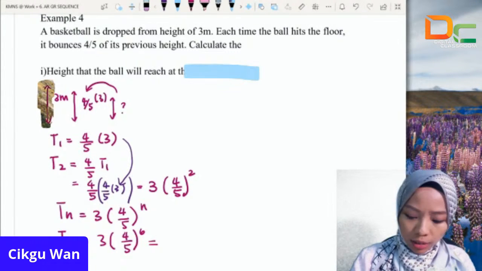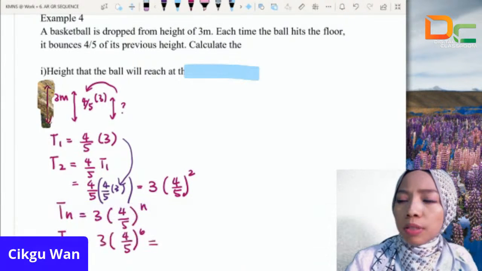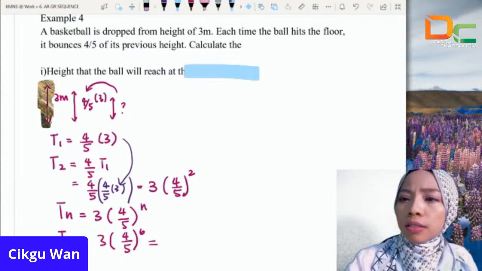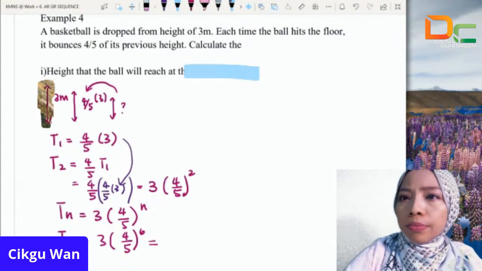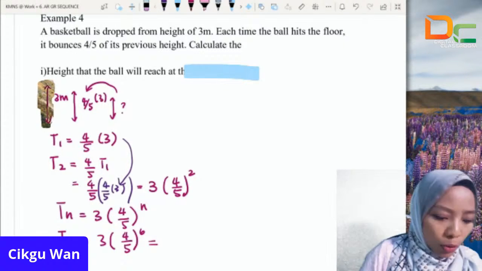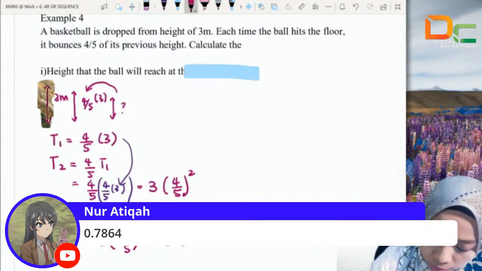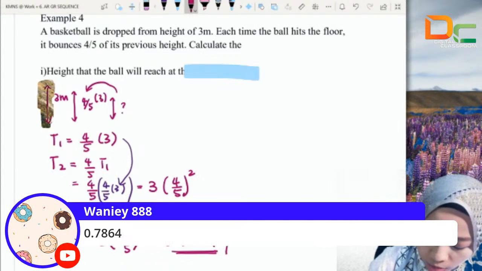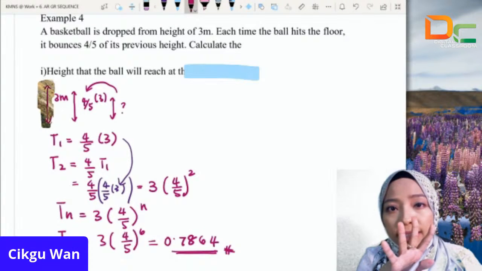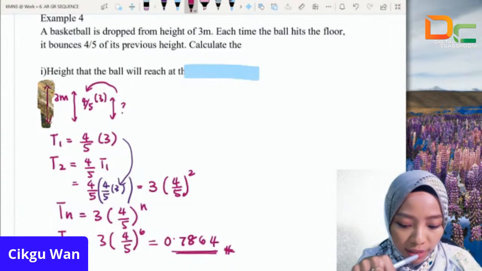Okay, calculate 4/5 times with, bukan times power of 6, times with 3. 0.78. Okay, give your answer in 4 decimal places. Those yang tengah buat assignment tu, I really hope that this will help. Sama soalan, bouncing juga.